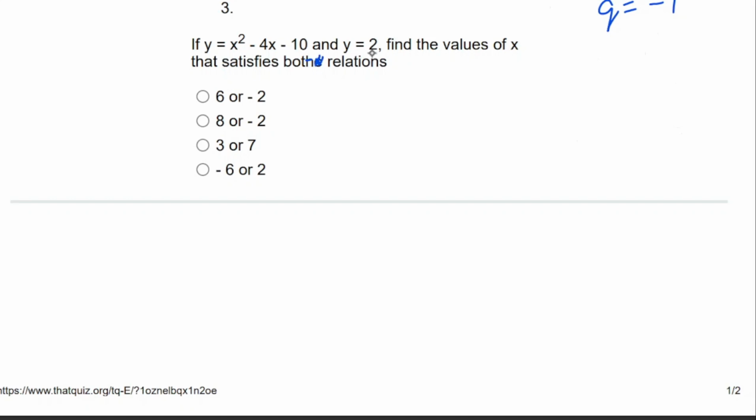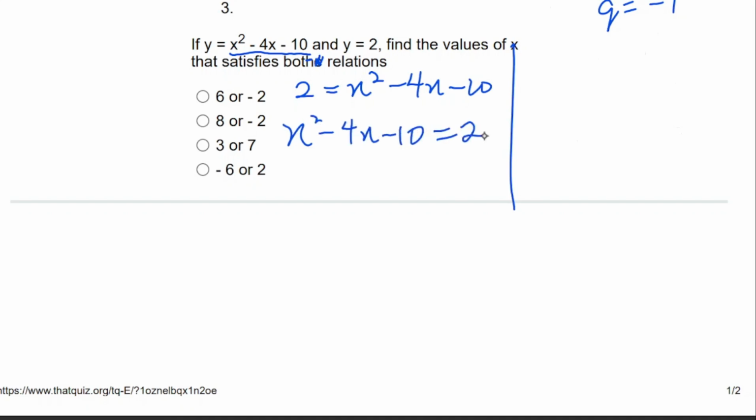So that means we are given a value of y to be 2. What they are saying in essence is that we should equate this one to 2. That will be y, which is 2, equals x squared minus 4x minus 10. So we can write it as x squared minus 4x minus 10 equals 2. We can collect like terms, bringing the 2 across, equal to 0. So this will lead to a quadratic equation we can solve now. That's going to be x squared minus 4x minus 12 equal to 0.